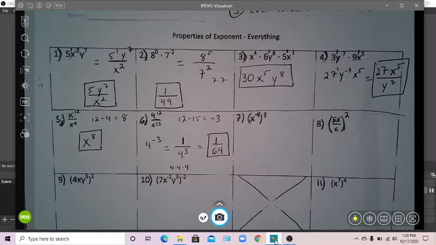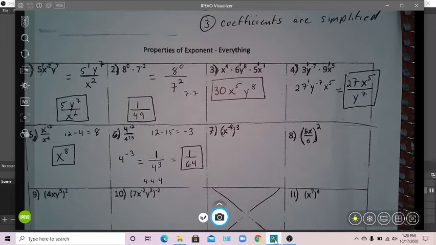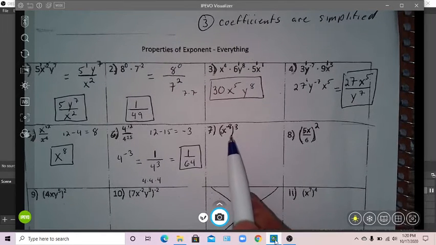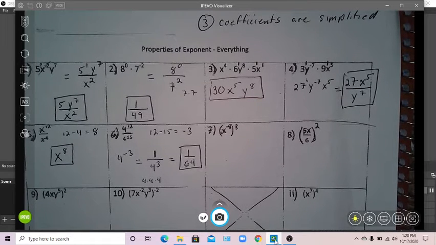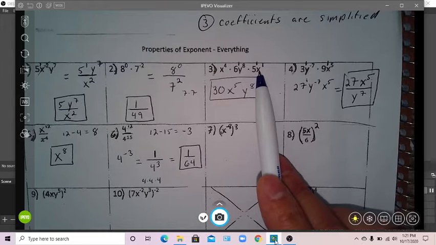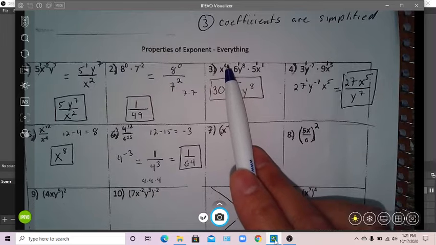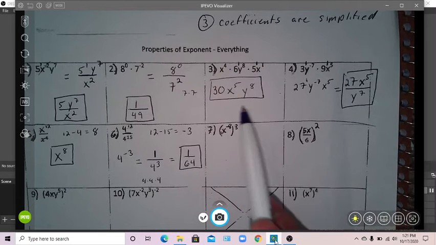Alright, so the next one, this is a power being taken to another power. You don't have same bases here. This 3 doesn't have a base. So it's not a case like in number 3 where you would add the exponents. This base x has a 1 exponent. This base x has a 4 exponent. I would add the 4 and the 1 together, and I get x^5.